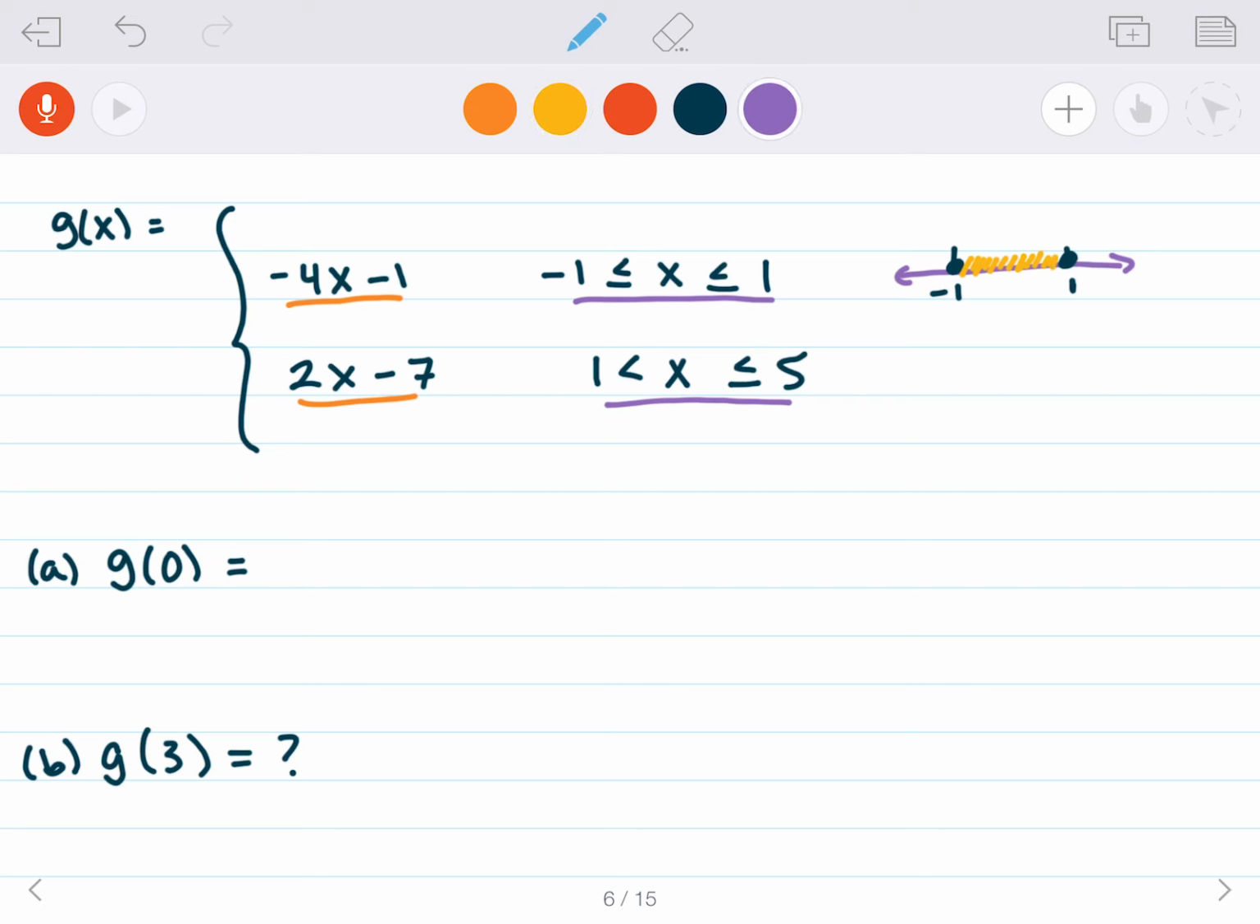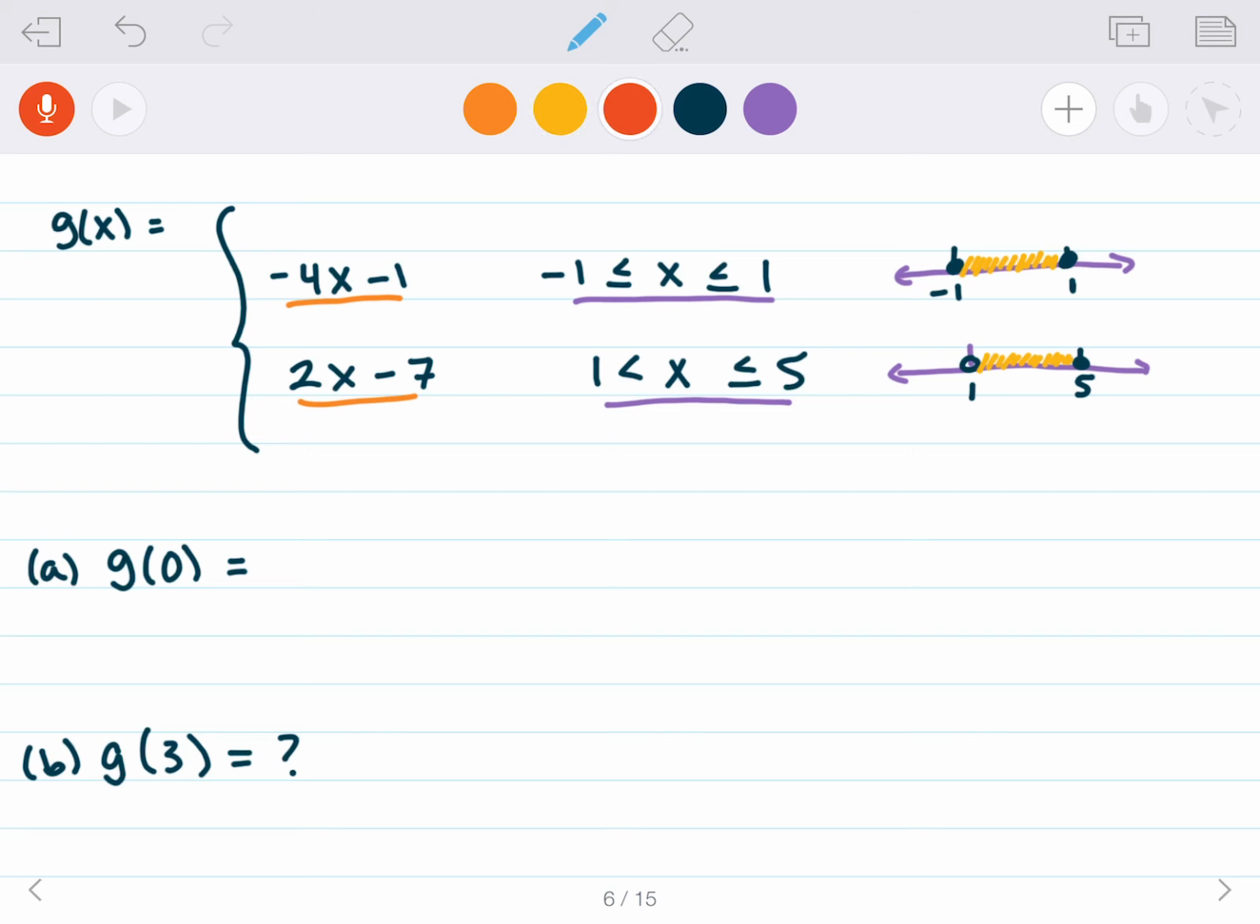And then for the second one, x is going to fall between 1 and 5, but it's not going to include 1, so we're going to put an open dot there. Then it goes up to 5, and we're going to put a closed dot because it has a less than or equal to, and we'll shade in between. So these are the number lines for each of our rules.